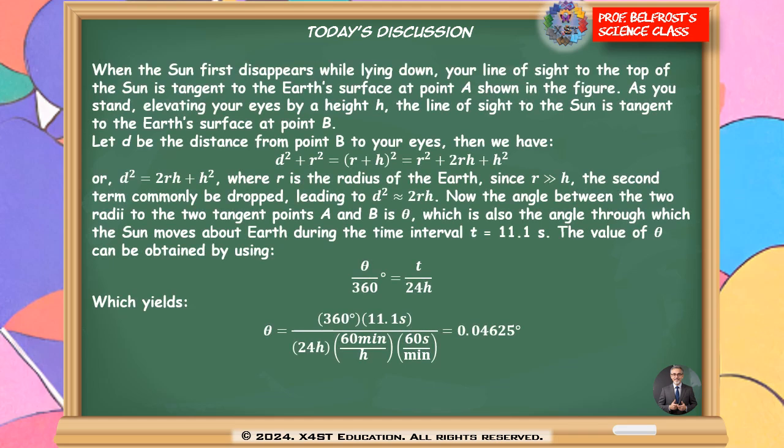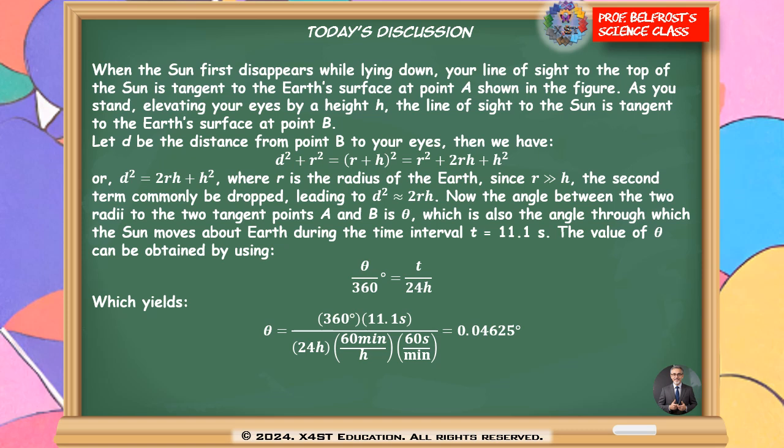So when the sun first disappears while lying down, your line of sight, LOS, to the top of the sun is tangent to the Earth's surface at point A. As you stand, elevating your eyes by height h, the tangent point will be at point B relative to the Earth's surface. Then we denote d as the distance from point B to your eyes. Then we have this equation.